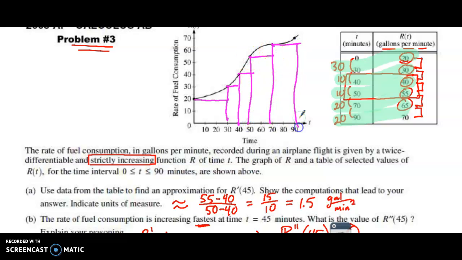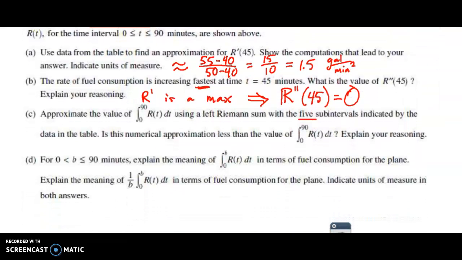These are terrible rectangles, by the way. But anyway, definitely an under approximation if we're only increasing with our left Riemann sums. And then for part D, explain the meaning in terms of fuel consumption, explain the meaning of this we just talked about, and indicate the units of measure.